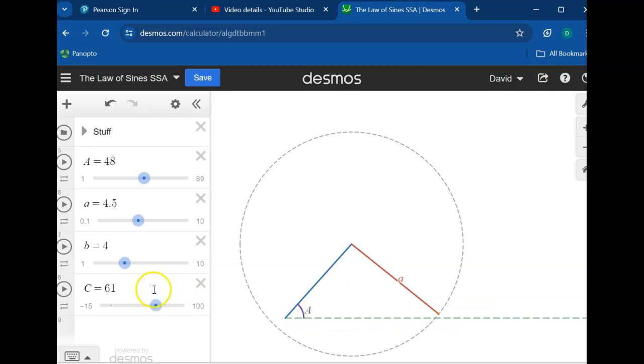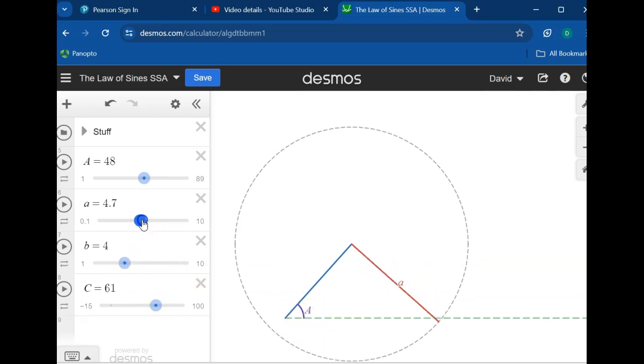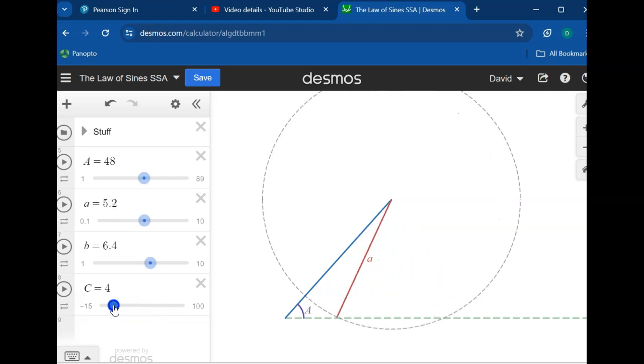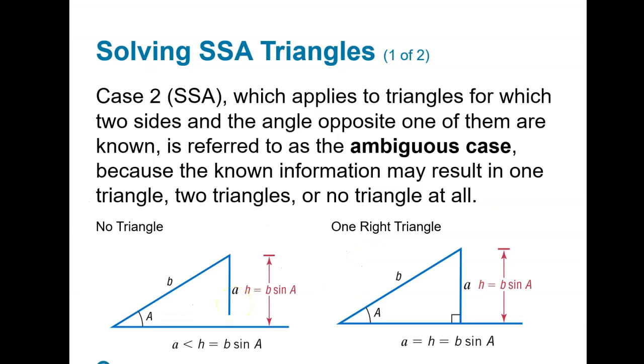And again, depending on how long the side opposite the angle that we're given is, I could have just one triangle that's possible, I could have no triangle that's possible, or I could have two triangles that are possible, one being an acute triangle and the other being this obtuse triangle. So there's all these different possibilities that form when I have the SSA case. A lot of times we call this the ambiguous case, and the reason is because of the ambiguity. We don't know if we're going to get no triangles, one triangle, one right triangle in this case, or two possible triangles.